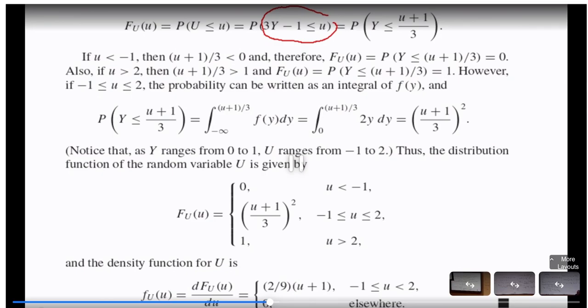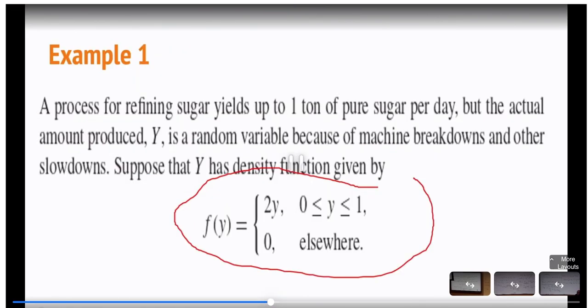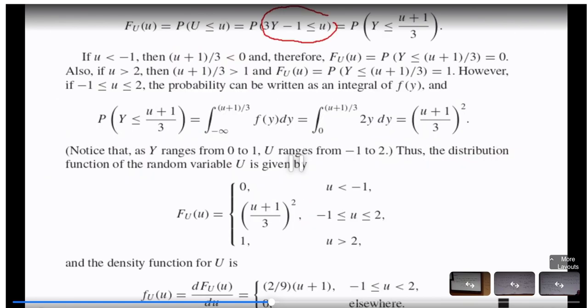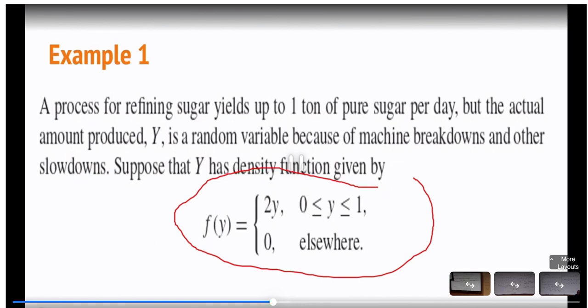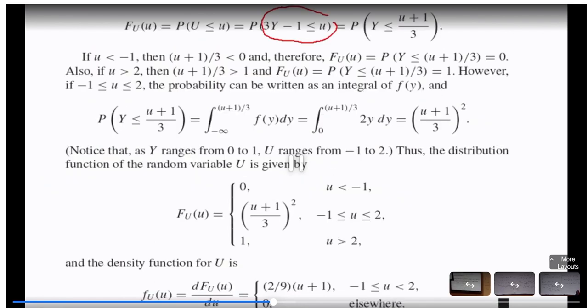Now, what is the lower bound of Y? Let's come back here. It's 0, right? Let us plug in 0. If you plug in 0 here, that will give you -1. If you plug in 1, what are you going to have? That would be 3 times 1 minus 1, which is 2. That is why you got this new upper bound and the new lower bound.